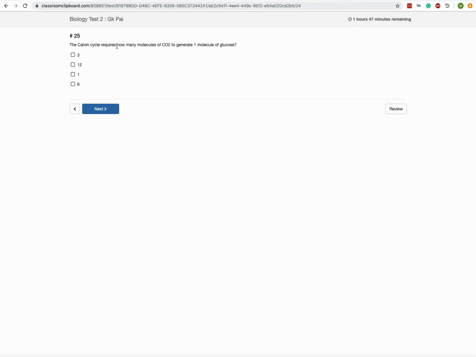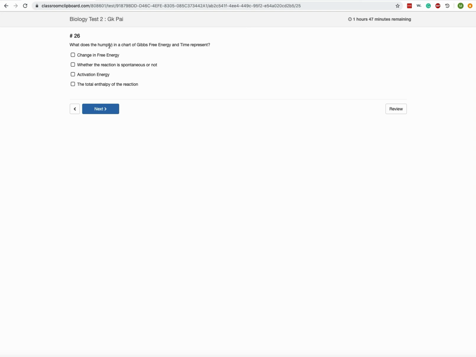The Calvin cycle requires how many molecules of CO2 to generate 1 molecule of glucose? That would be 6. Because remember, the formula for glucose is C6H12O6. C6 means 6 carbons.